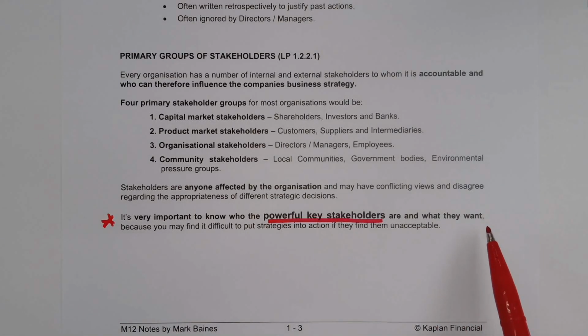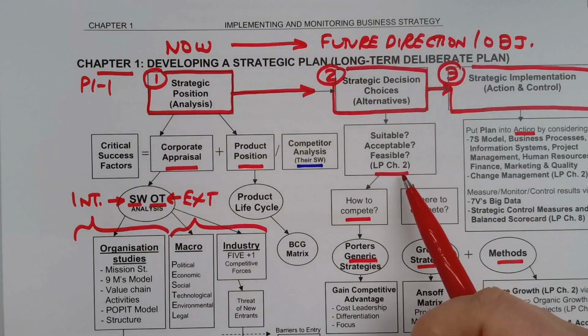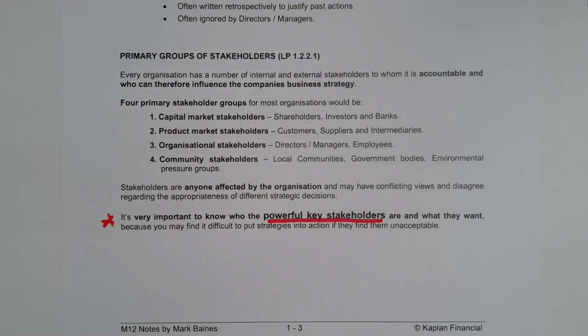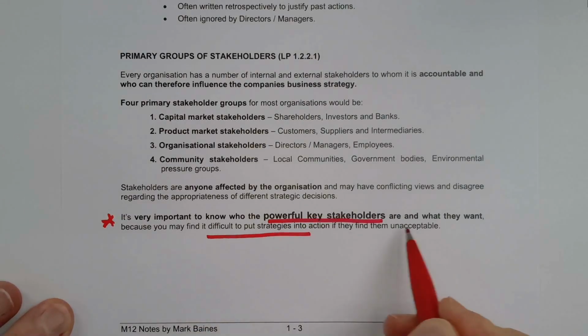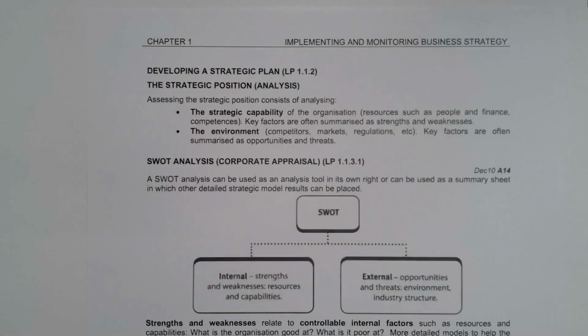What do they want? Because if we are putting together here a strategic plan, you saw in one of the models here, acceptability. If we have a key powerful stakeholder that finds that our plan is unacceptable, you will find it very, very difficult to put that plan into action. So that's our mission, our objectives, and our stakeholders. Let's now move on. Let's start getting into our first key important area.